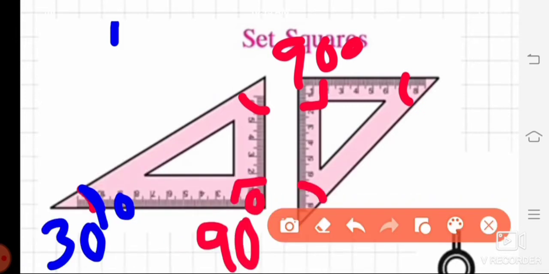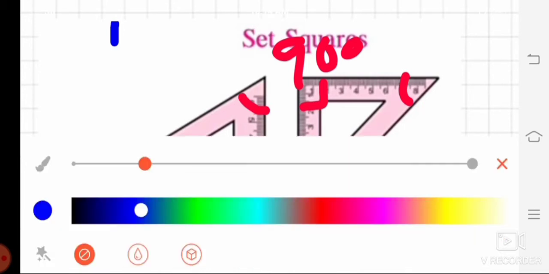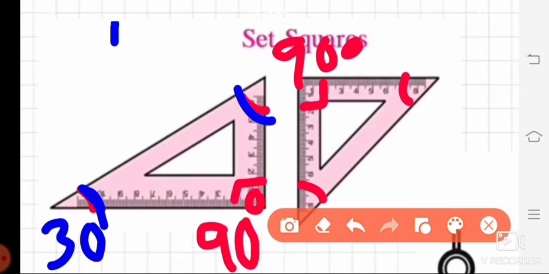See, you can keep it like this and draw and trace like this and lift your set square. Now whatever yellow angle you have got, that is a 30 degree angle. Okay, and the other angle, this one, is 60 degree. What is the measure of that particular angle? This one is 60 degree.